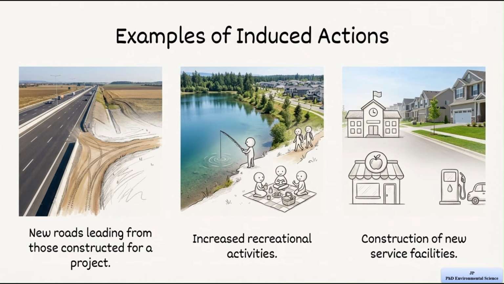Okay, so now this slide shows the examples of induced actions, which help you understand how induced impacts appear in real life. It gives three common situations where a project leads to additional activities that were not originally planned. First, new roads developing. When a major road or highway is built, smaller connecting roads often develop later. These are not part of the original project. They happen because people want access to the new road. This leads to more land use change, increased traffic, expansion of nearby areas.